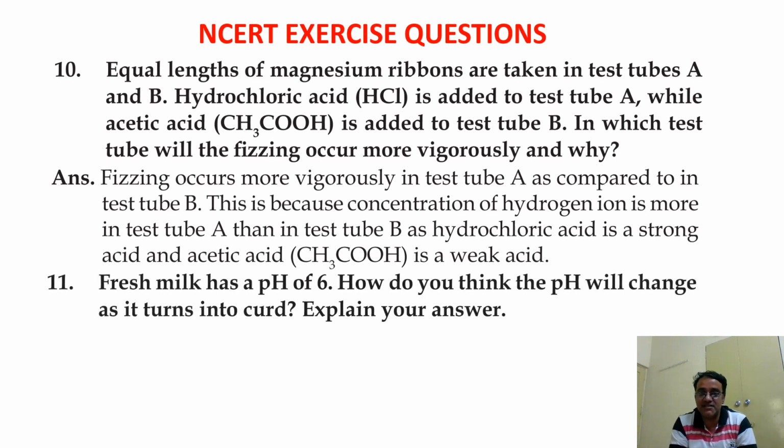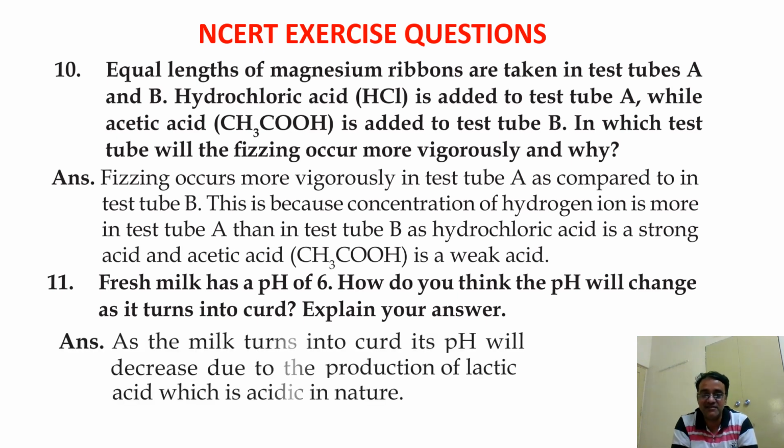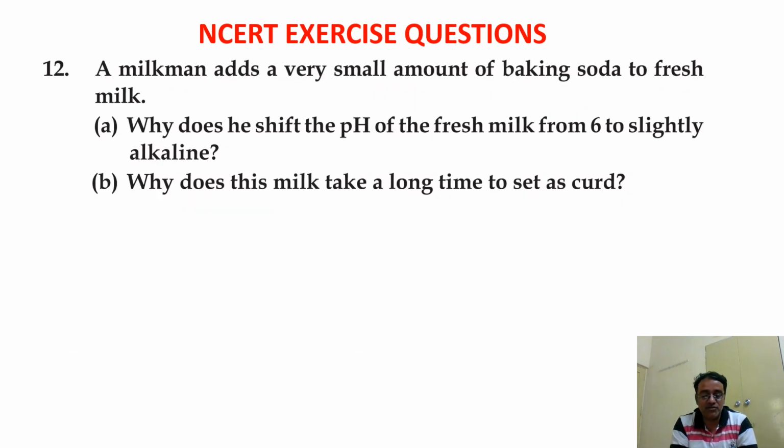Now the next question is, fresh milk has a pH of 6. How do you think the pH will change as it turns into curd? Explain your answer. So as the milk turns into curd, its pH will decrease, right? Due to the production of lactic acid, which is acidic in nature. So the value of pH will go down. Okay, so that is the answer. Now we move towards question number 12.